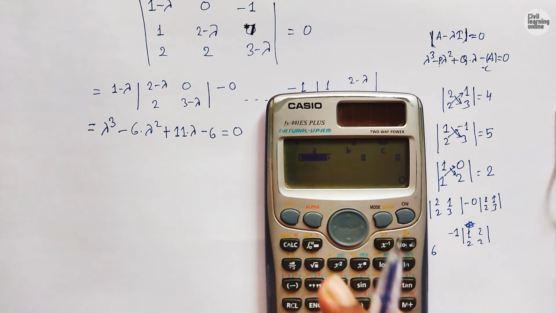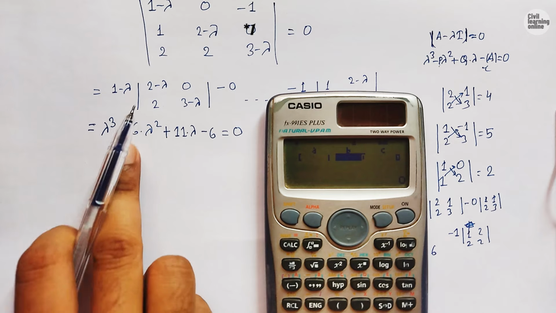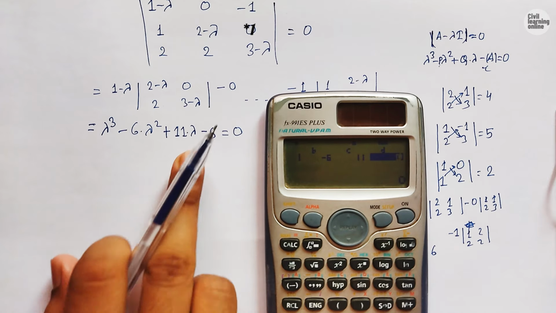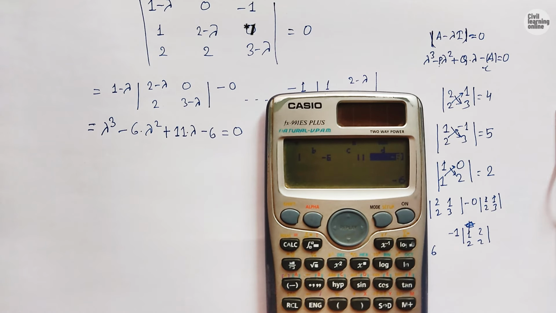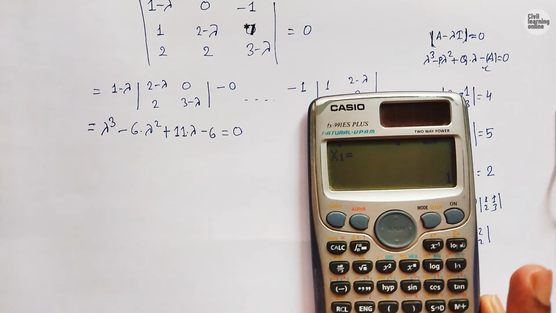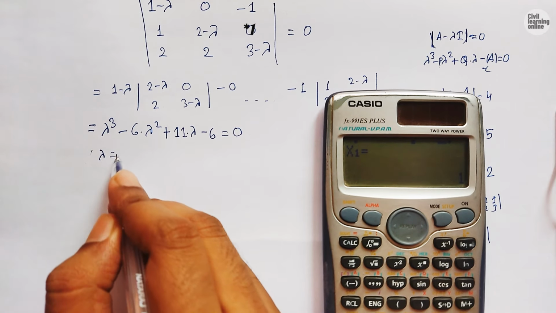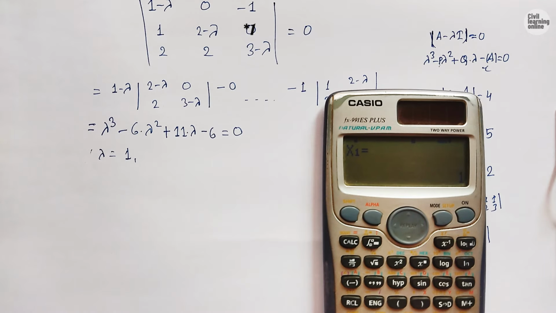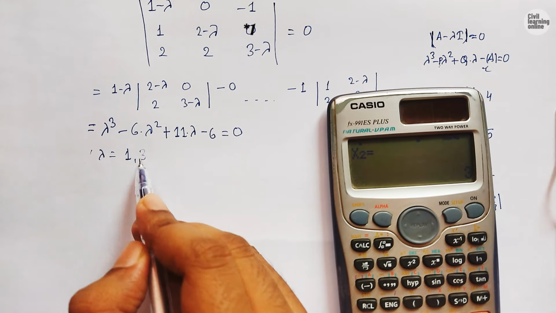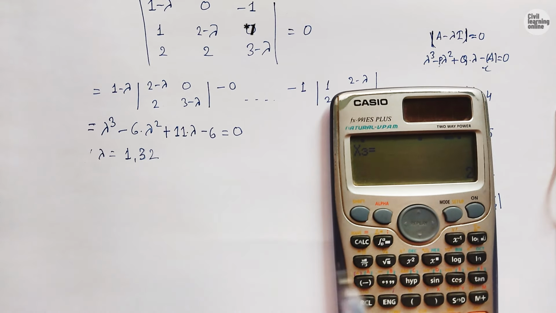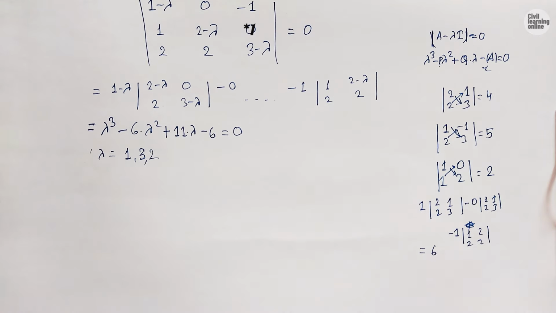We will put the values. The coefficient of lambda cube is 1, so press 1 and press equals. Again we have the coefficient of lambda square, minus 6, so minus 6, press equals. Again we have 11, so 11 equals. Again we have minus 6, so minus 6 equals, and press equals again. We will start getting the values of lambda. First we have lambda equals 1. Again press equals, another value is 3. Again press equals, another value is 2. Okay, so we have 3 values of lambda.